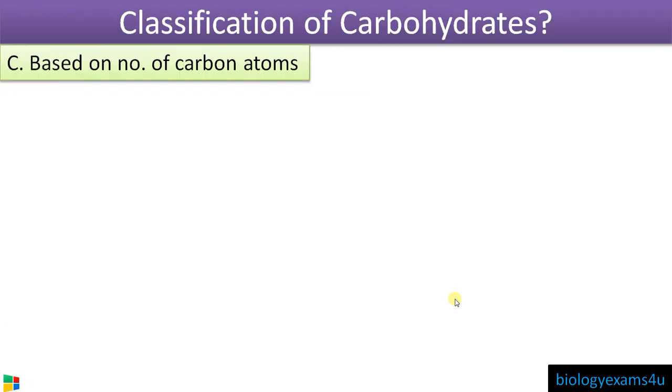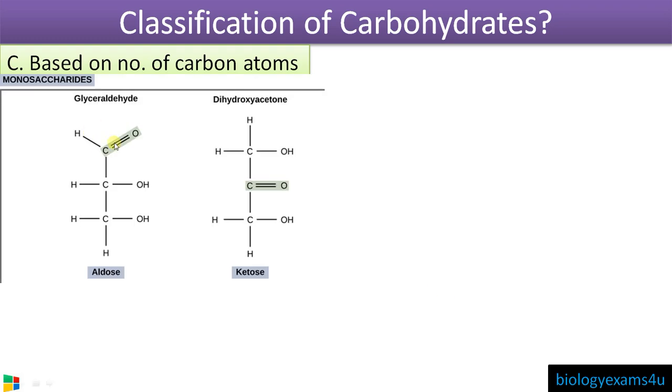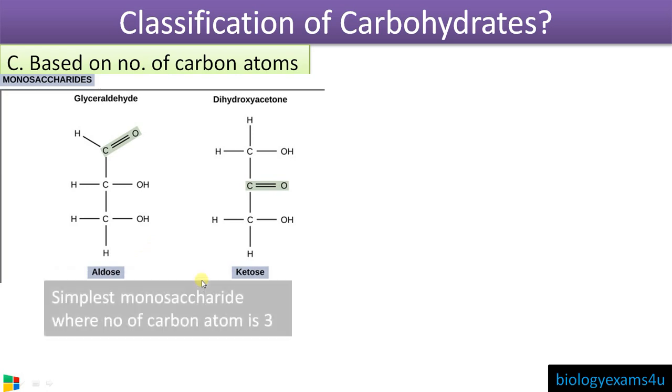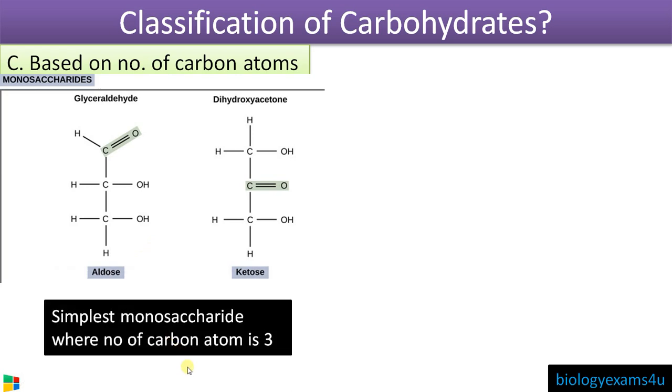Now the third classification is based on number of carbon atoms. Here in glyceraldehyde, which is the simplest monosaccharide, there are 3 carbons. Therefore, it is called a triose. This group is the CHO or aldehyde group. Therefore, it is an aldotriose. Whereas here also there are 3 carbons, and this is the simplest ketose, dihydroxyacetone, which is called a ketotriose.